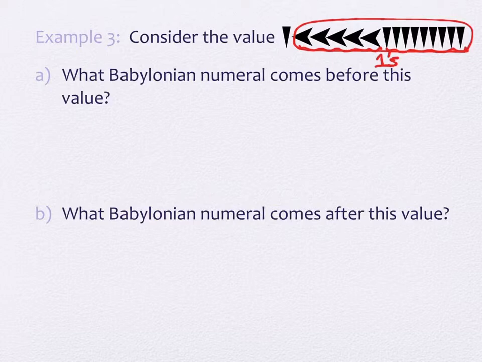But this one right here has to be in a different place value. Has to. Because it's smaller. It's a number 1. It comes in front of tens. And the only way that can happen is if it's in the 60s place value. So this is the 60s place.